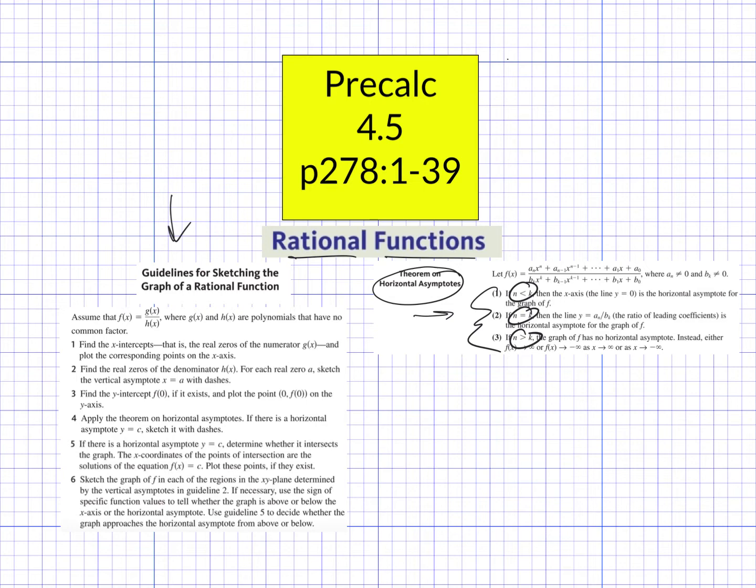And then the guidelines over here on the left, we've already been doing this. So you find your x-intercepts, you want to find the real zeros, then you find your y-intercept, and those can be done in any order. And then number 4 is what we're talking about over here. So we'll get to number 4 in a minute. And then it just gives you these other guidelines to follow. So let's get into some simple things for graphing.